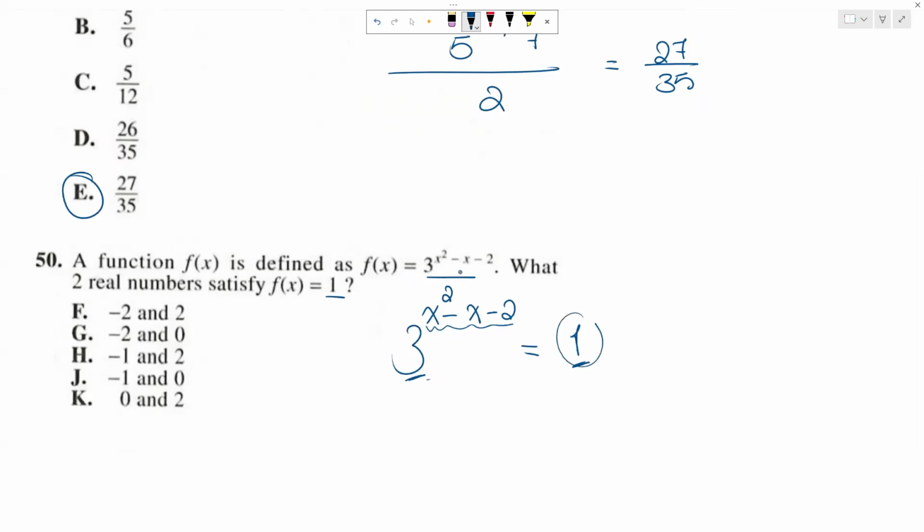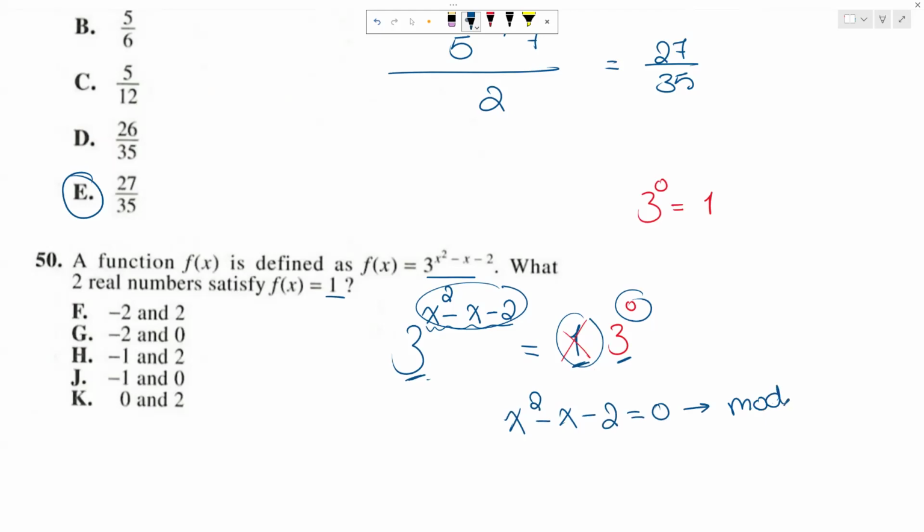So how do we change the 1 to become 3 to the power of something? Because 3 to the power of 0, or anything to the power of 0, is 1, then I can remove the 1 and instead substitute 3 to the power of 0. Now these two have exactly the same bases. And because they're exactly the same, I can tell that this power must be equal to this power, and I can write them in a different equation. X squared minus x minus 2 is equal to 0. Now this can be done easily on a calculator with mode 5-3, and it would get you to the two solutions that would work. Does that make sense? Yes. It's -1 and 2, which gives me H as the correct answer.